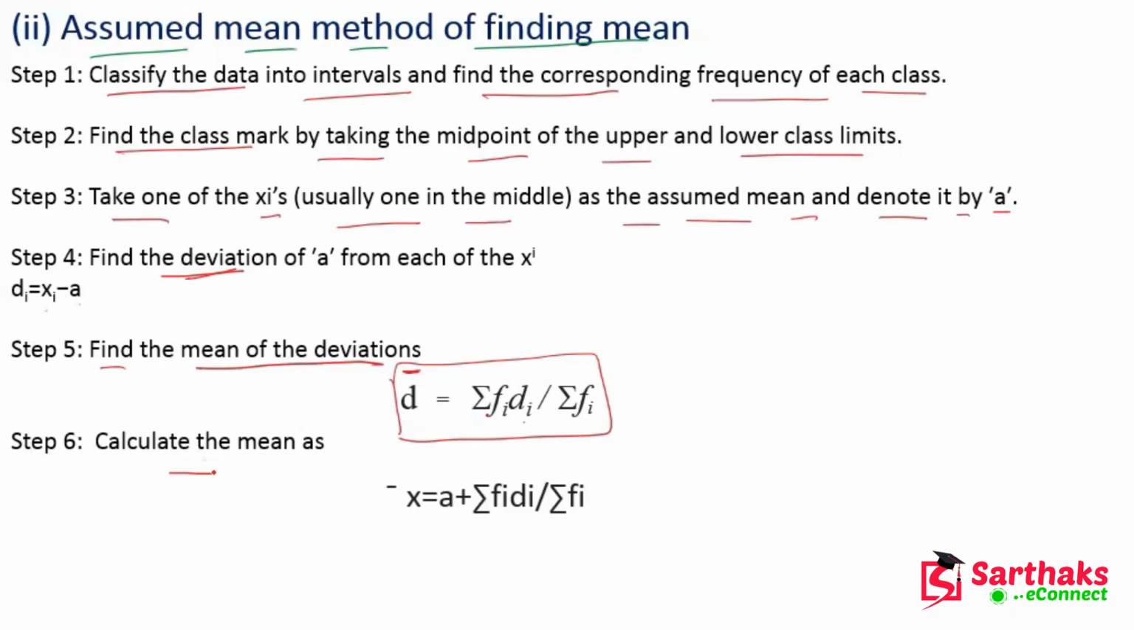Now calculate the mean. Mean is equal to a plus the summation of fi di upon fi. This is the mean of deviation, means we can write it as x bar is equal to a plus d bar, which is called the mean of deviation. I hope, my dear friend, you understand this step. So now let's understand this by solving a question.